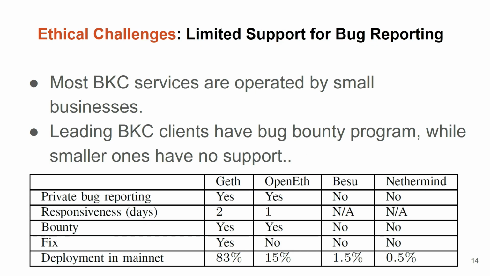And the next ethical challenge is limited support for bug reporting. Compared to other fields, most blockchain services are operated by small businesses. Only leading blockchain clients have bug bounty programs, while smaller ones have no support. We investigate 4 clients in the blockchain, namely Geth, OpenEthereum, Besu, and Nethermind. And we found that Geth and OpenEthereum occupy 83% and 15% of the market, and they have a website for users to report bugs or bug bounty. That is to say, researchers find it hard to contact the other 2 companies when they face the ethical concern.